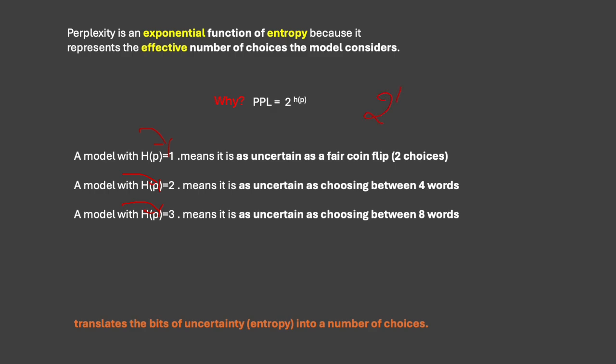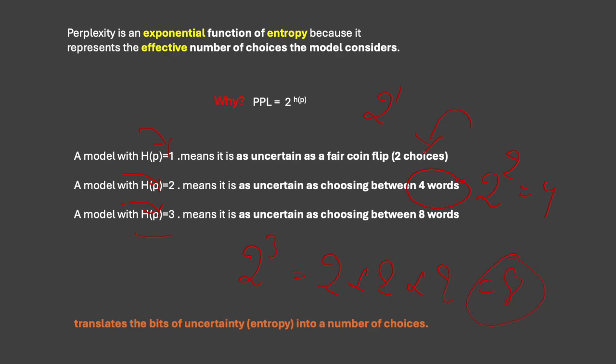So it means it is as uncertain as a fair coin flip. So we have two choices here, and the moment entropy is equal to 2, it becomes 2 to the power 2, which is equal to 4. So the model can choose from 4 words for the best word. Ideally, it basically means it is as uncertain as choosing between 4 words. Similarly, if entropy is equal to 3, it becomes 2 to the power 3, which eventually becomes 2 times 2 times 2, which is equal to 8.